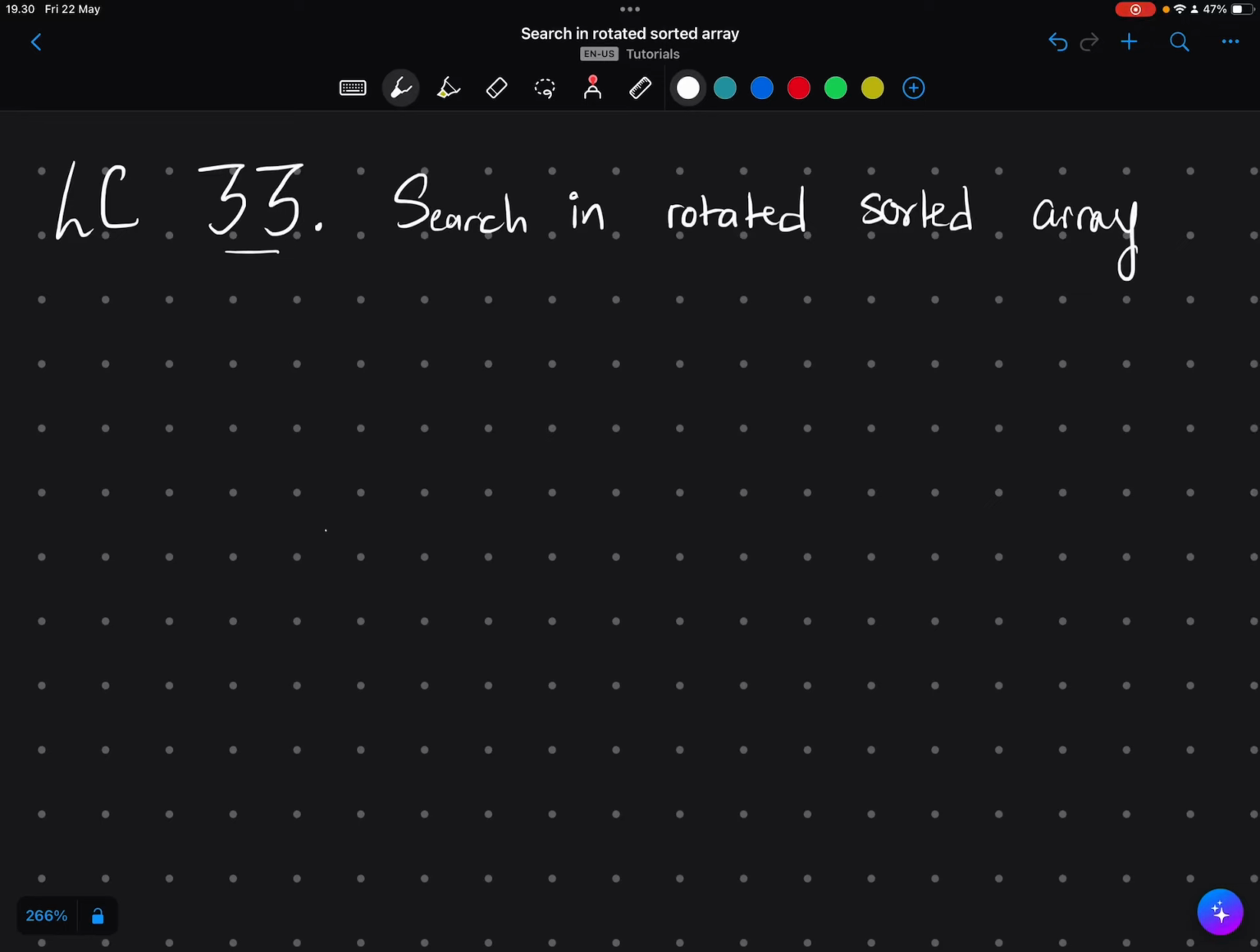Hey guys, today we'll be solving LeetCode number 33, Search in Rotated Sorted Array. It is a medium question on LeetCode and it is also the daily problem for today.